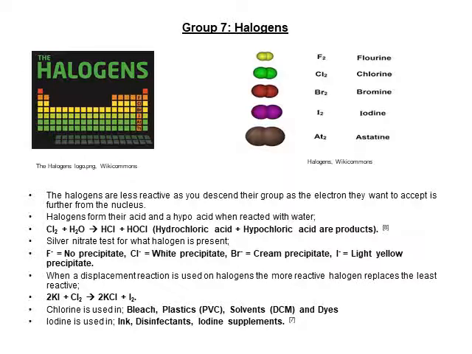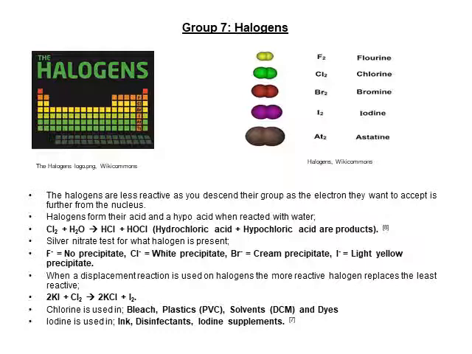Halogens. Halogens are less reactive as you descend the group. This is because they want to accept an electron, as they want to get their octet. They want to gain 1 electron to get their full outer shell. So as they go further down the group, they're further away from the pull of the nucleus, and they're less reactive.